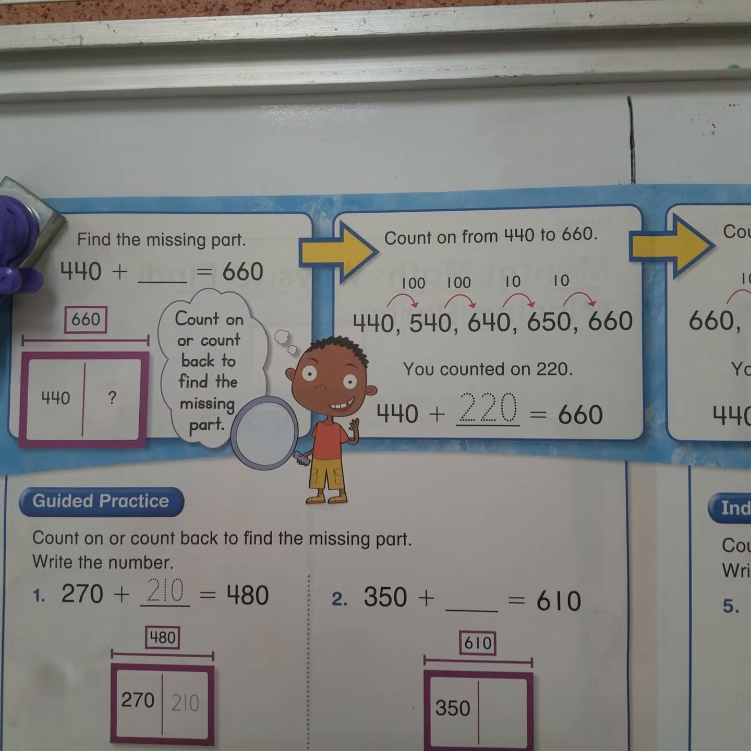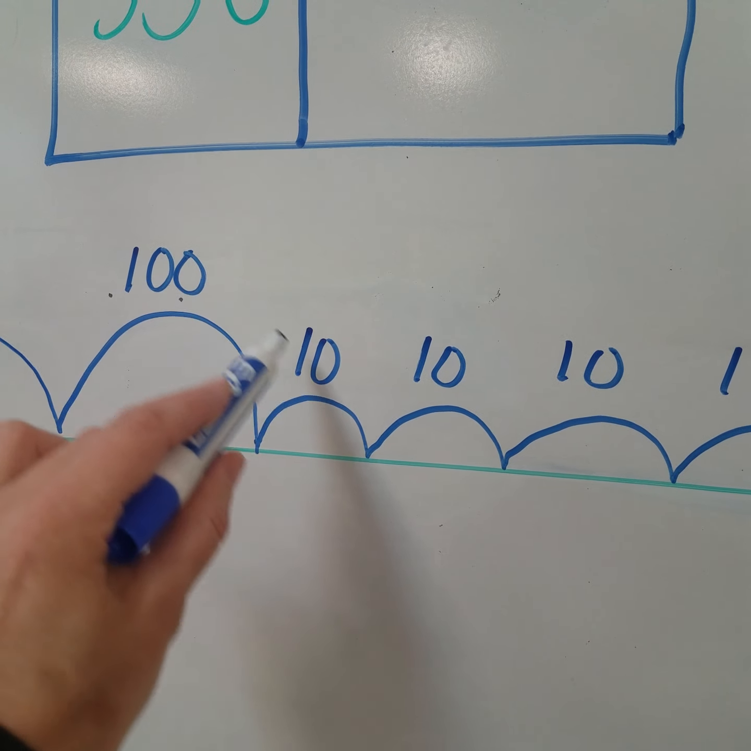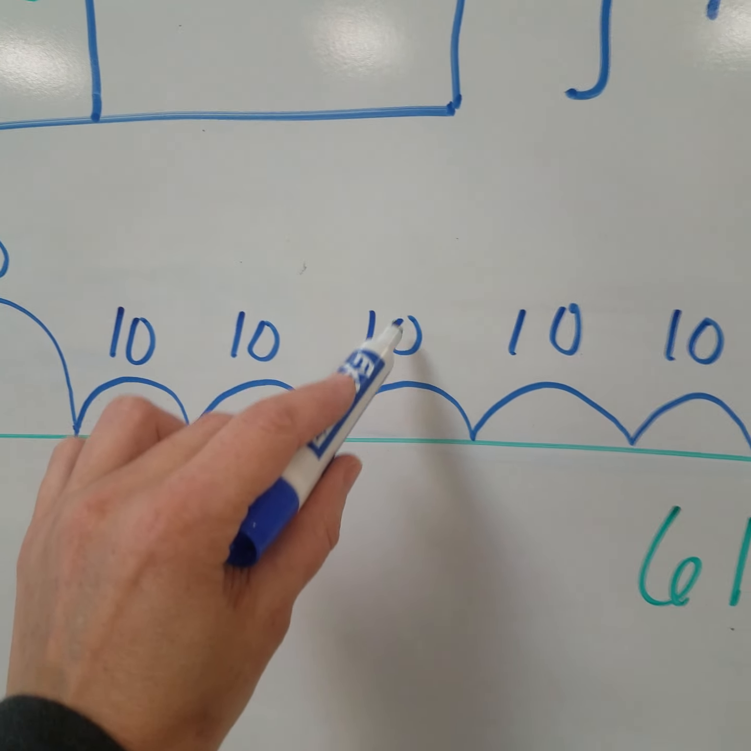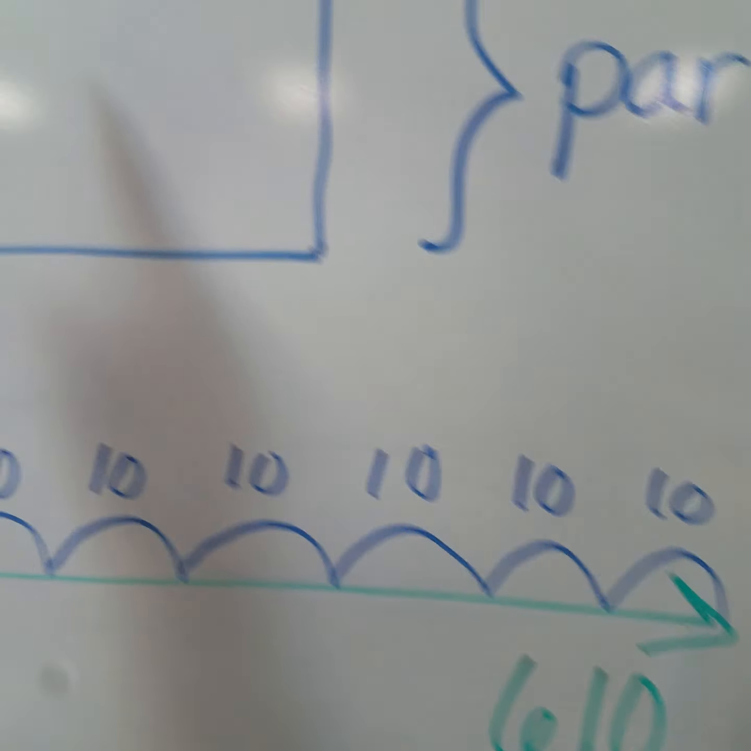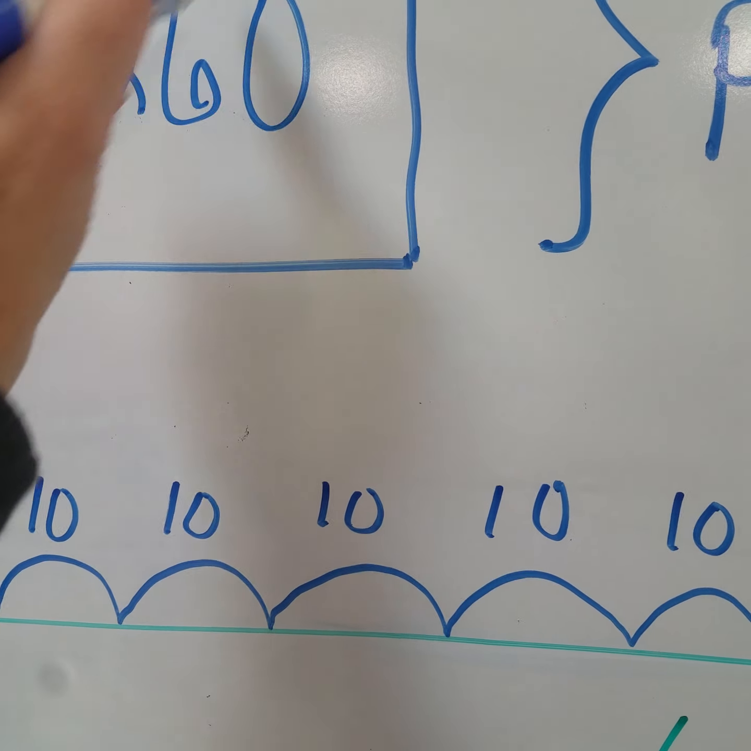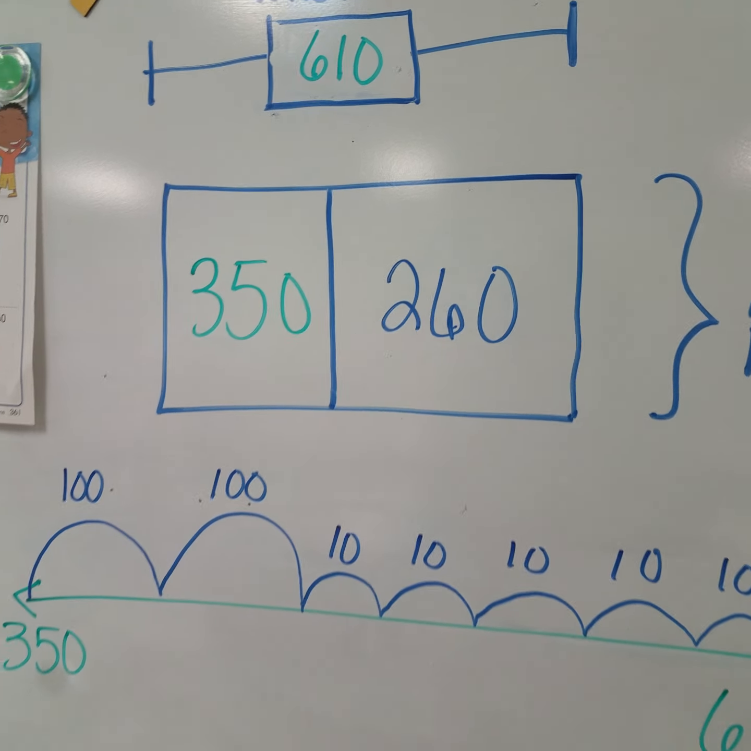Now, all those little humps are 10. All those big humps are 100. So we've got 100, 100, 10, 10, 10, 10, 10, and 10. Wow, lots of tens. So we've got to add up all those blue numbers to find out what 350 plus what equals 610. 100, 200, 210, 220, 230, 240, 250, 260. So 260 is the missing part.